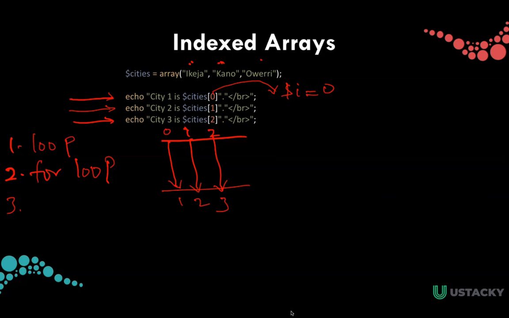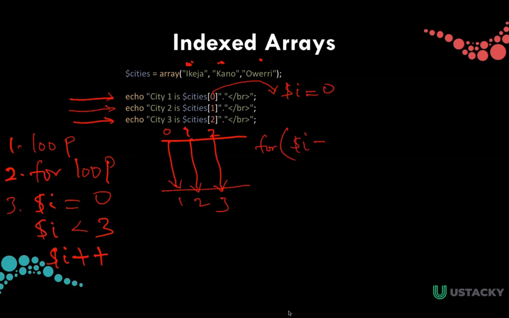So we can draw some conclusions: $i equals 0. This is the starting point. Our condition is $i is less than 3 because we have 3 loops, which is also the number of elements in the array, 1, 2, 3. And also, our increment is 1. With this information, we can write a for loop. The for loop will be something like for $i, which is our starting point, equals 0; $i is less than 3, which is the number of items in the array; and $i++.